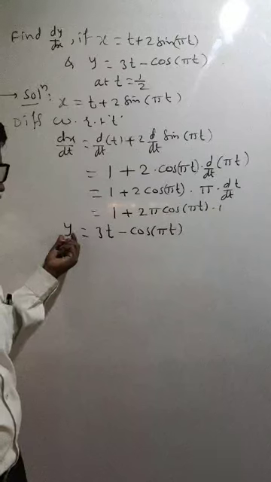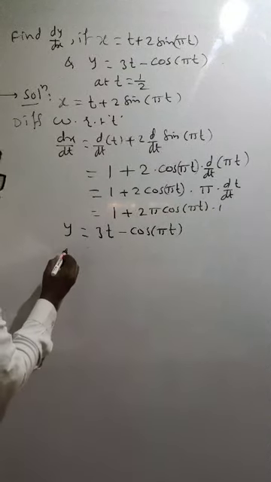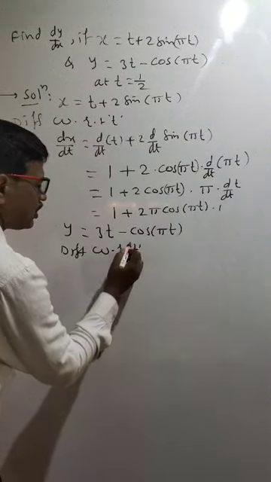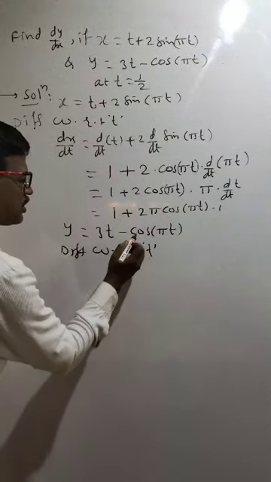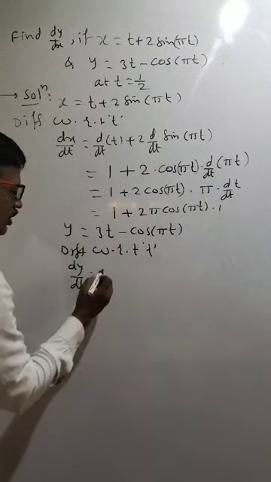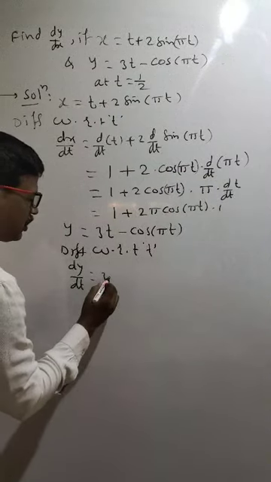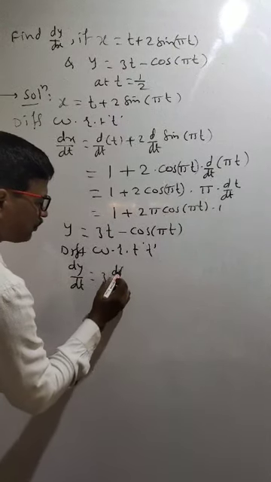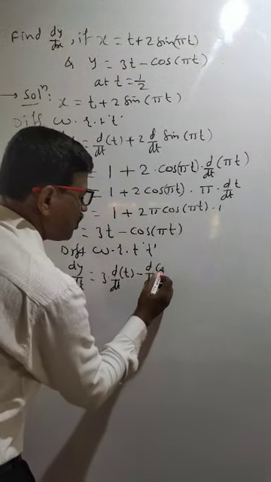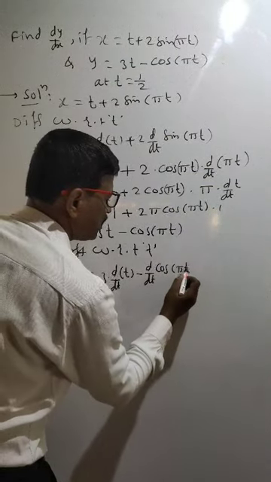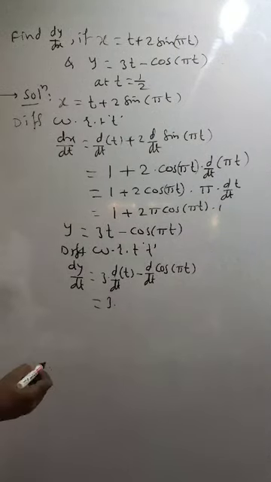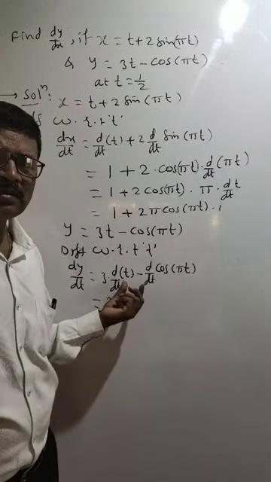Differentiate with respect to t. Therefore dy by dt equal to 3 into d by dt of t minus d by dt of cos of pi t, equal to 3 into d by dt of t.